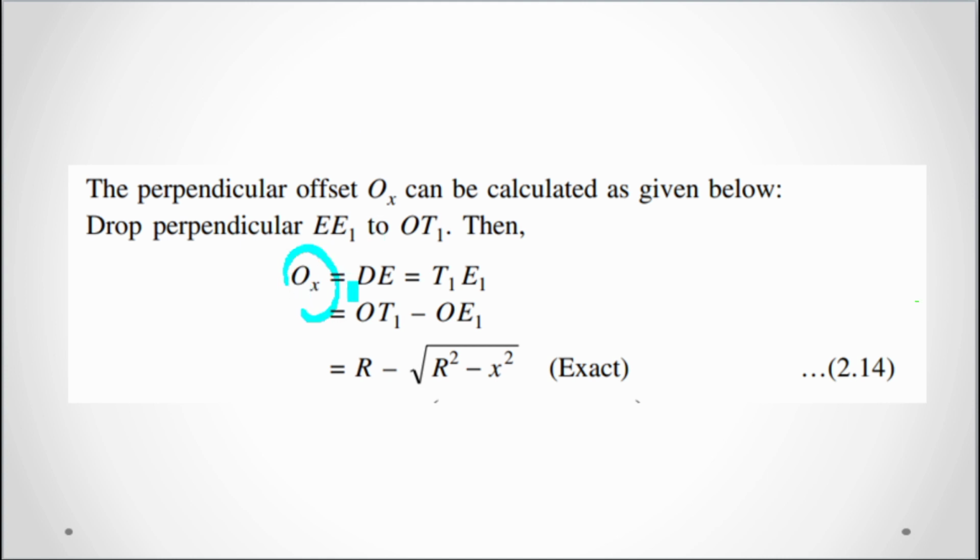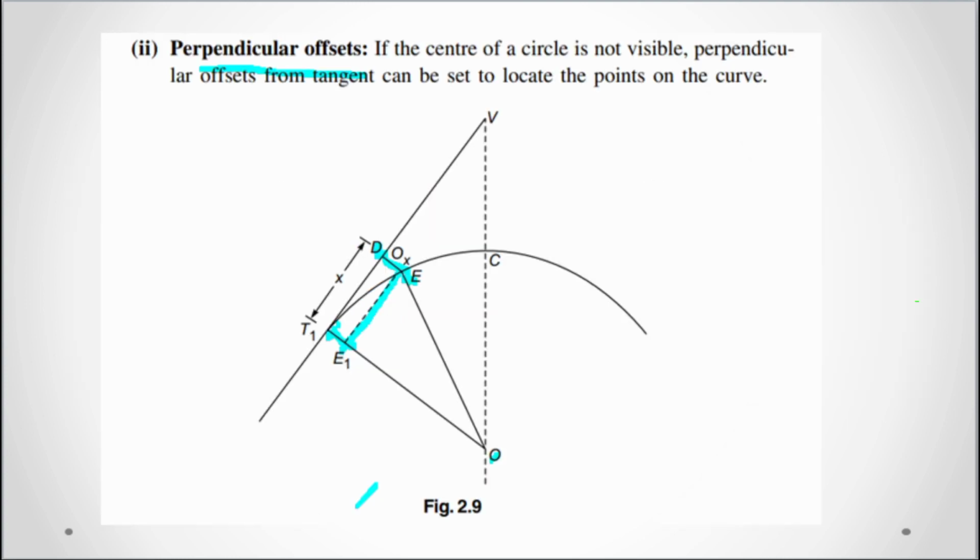So this offset x is the same as this, and now we need to find the value of offset x from our diagram. Going back to the diagram here, in order for us to get this offset x, we have a similarity here. So offset x is equal to the distance T1 E1.